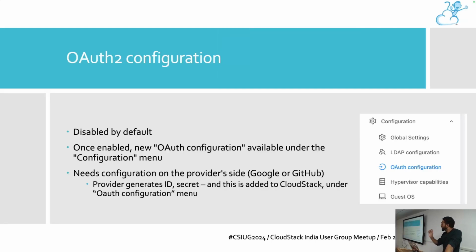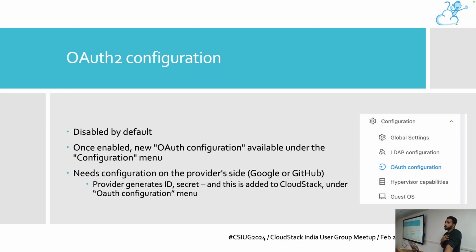I'll go into a bit more detail on this OAuth 2 configuration, because the other methods have been available for years, and this is the recent addition and I know a bit of detail about it. As I said, this is disabled by default. Once we enable that, under the configuration section, we have this OAuth configuration subsection where we can add providers. This is a one-time operation the admin or operator has to do. Before doing this, one has to go to either Google or GitHub and configure the provider over there. I mean, configure my cloud over there.